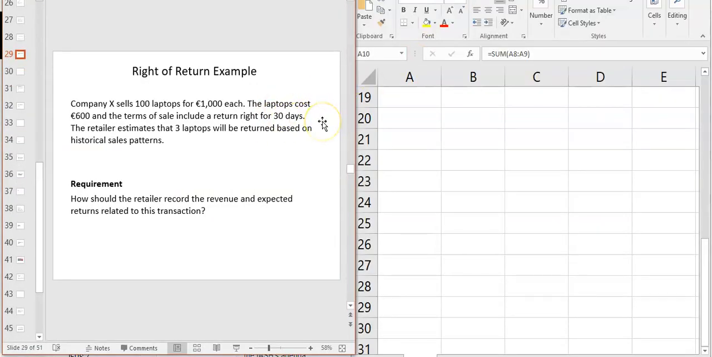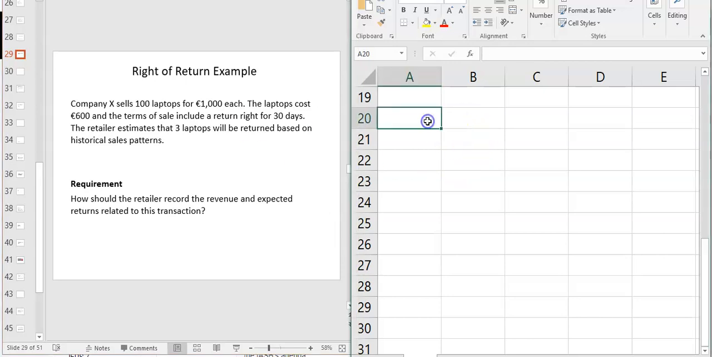So company X sells laptops for €1,000 each, and they sold 100 laptops in this period. They cost 600, so you're making €400 profit on each laptop, and the terms of sale is a right of return of 30 days. And they estimate 3 laptops will be returned based on historical sales patterns. How should the retailer record the revenue and the expected returns?